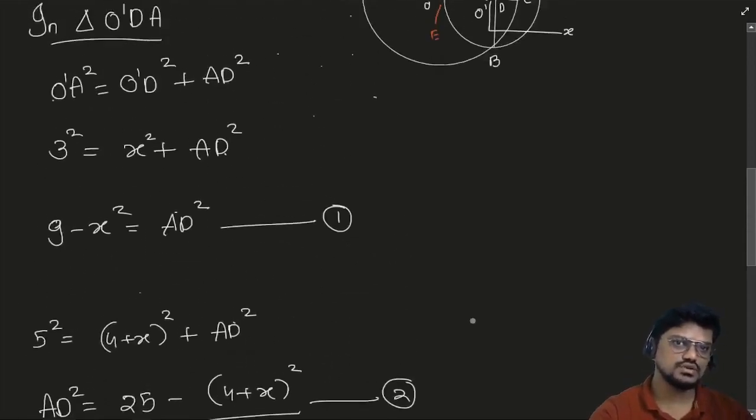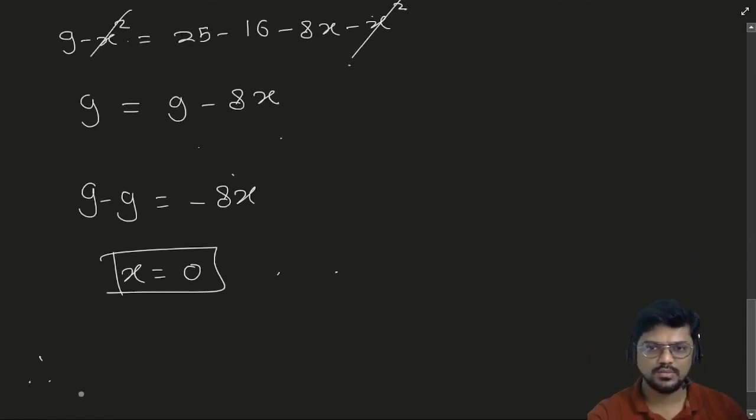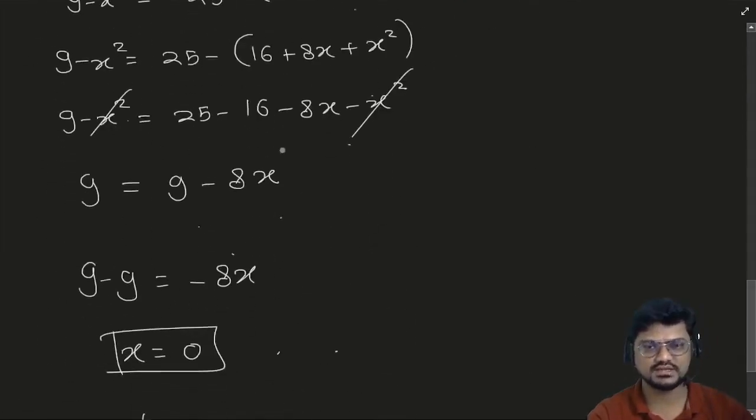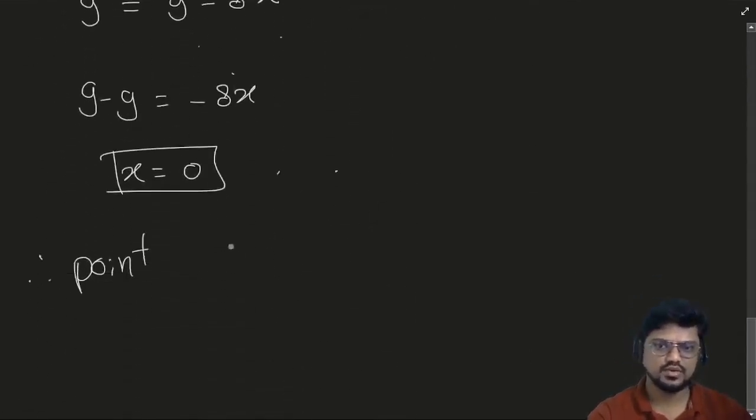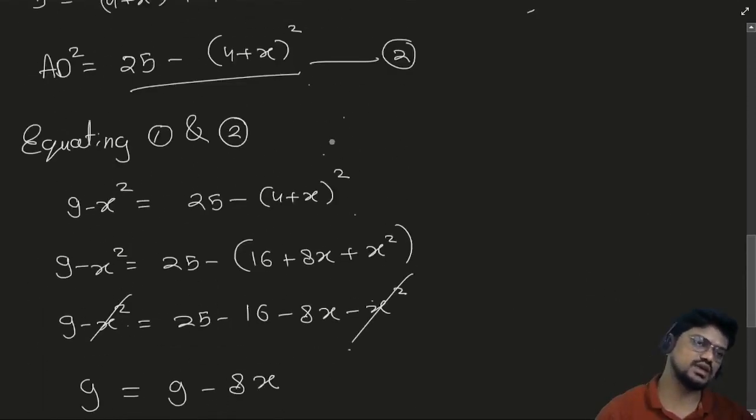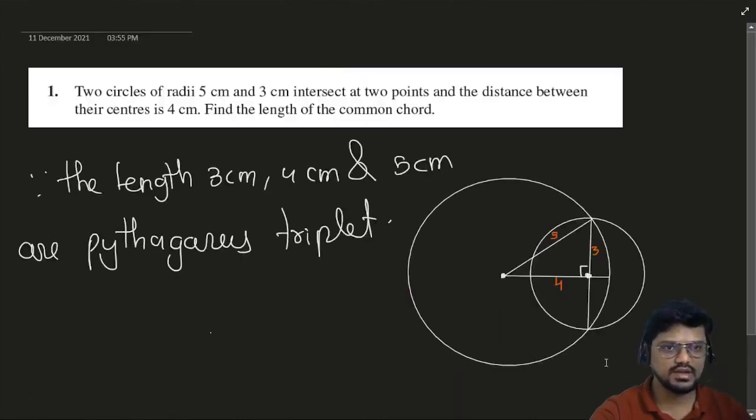So therefore what we can say? Therefore, point O dash and D coincide. Point O dash and D are coincident. That means they are one above the other. Therefore, you can draw a new diagram. The new diagram will be like this.